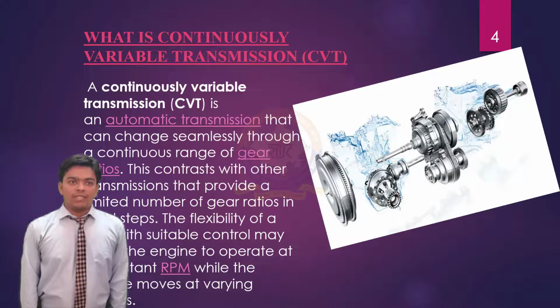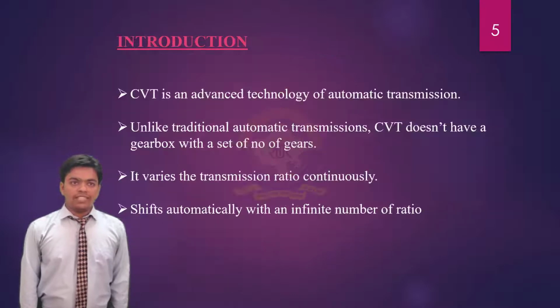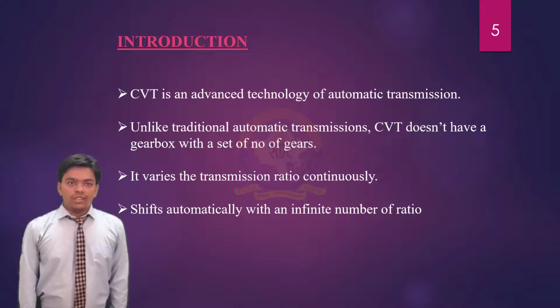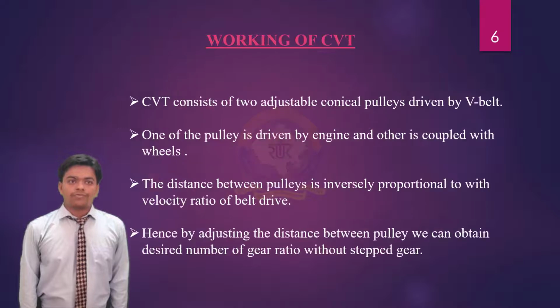The flexibility of CVT, with suitable control, may allow the engine to operate at constant RPM while the vehicle varies speed. CVT is an advanced technology and automatic transmission. Unlike traditional automatic transmission, CVT doesn't have a gearbox with a set number of gears. It varies the transmission ratio continuously, shifting automatically with an infinite number of gear ratios.